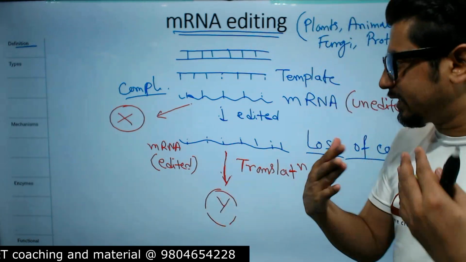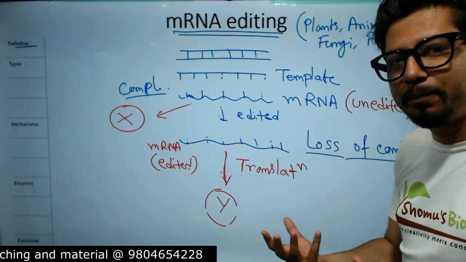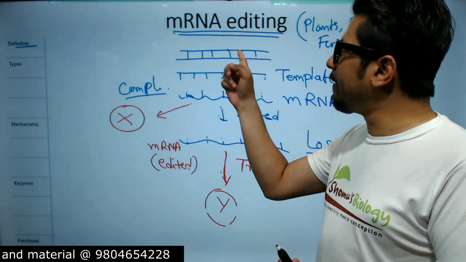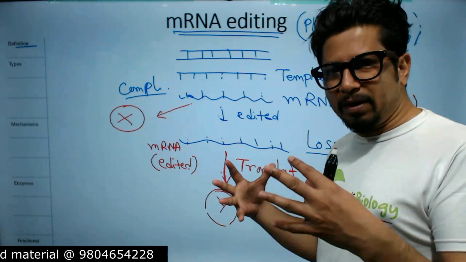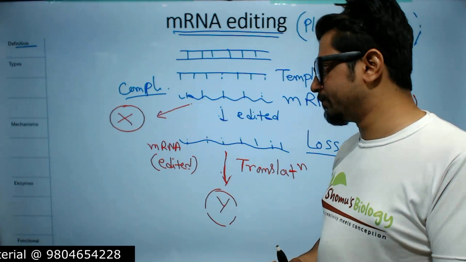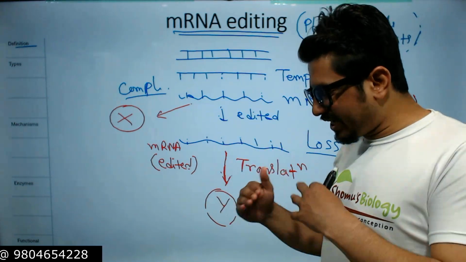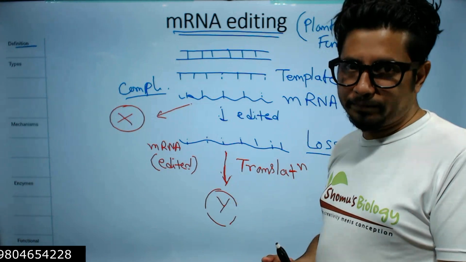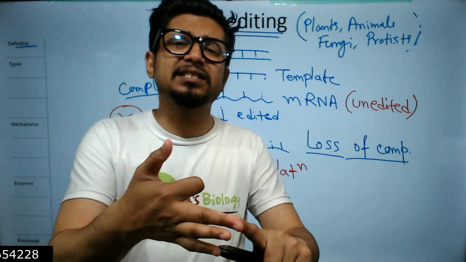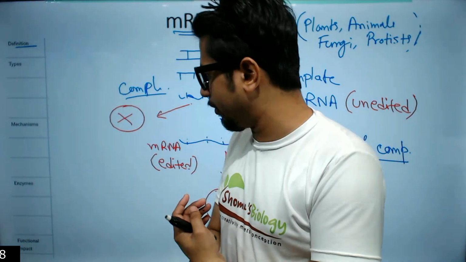RNA editing alters the translation potential or expression potential of existing mRNA. So from the same DNA, we can produce multiple varieties of mRNA, which can give rise to multiple varieties of proteins in the cell. That is the beauty of mRNA editing. It changes the expression potential of mRNA in eukaryotes, in animals, in plants, in protists, not only in eukaryotes but also in all the examples that I already told you.